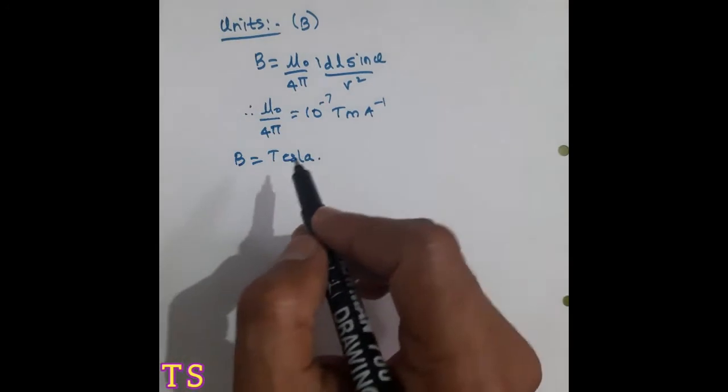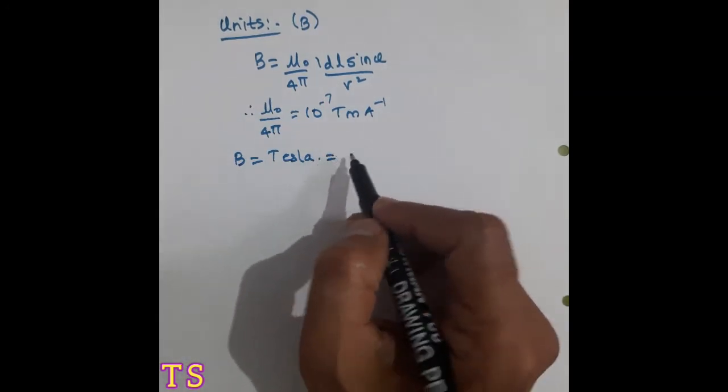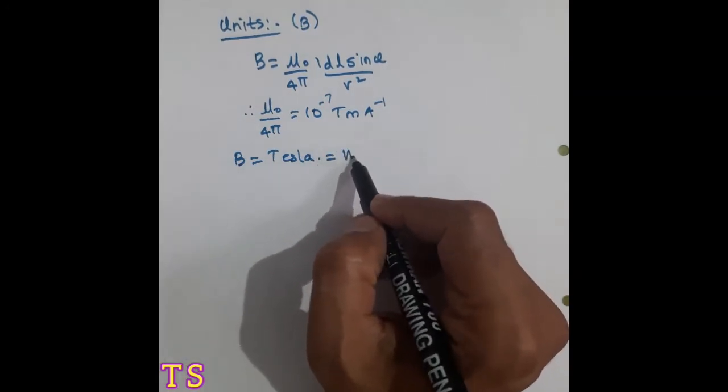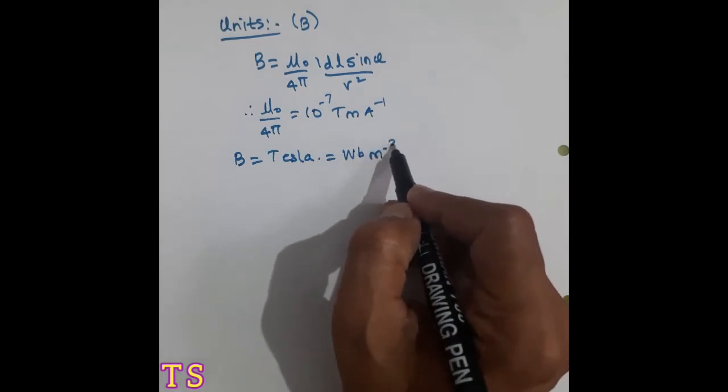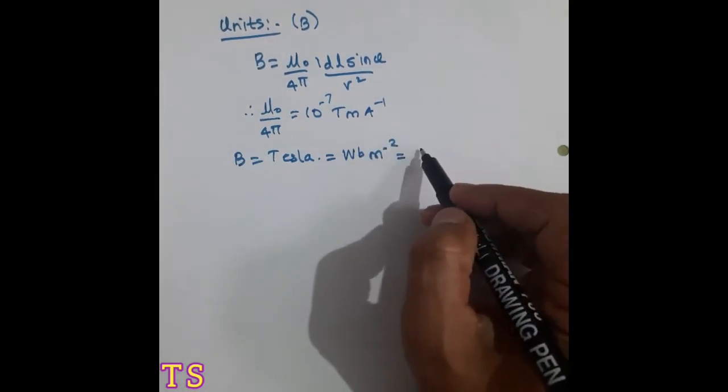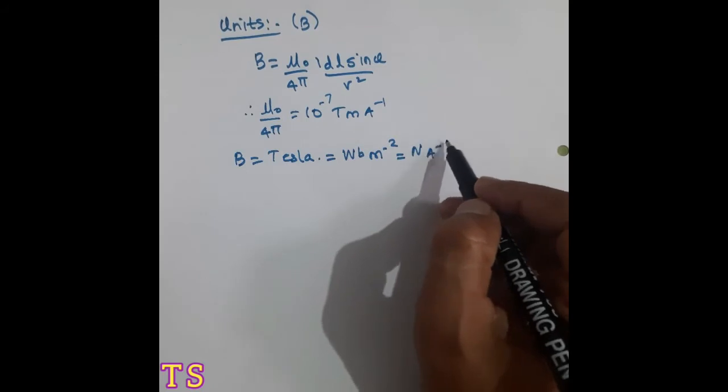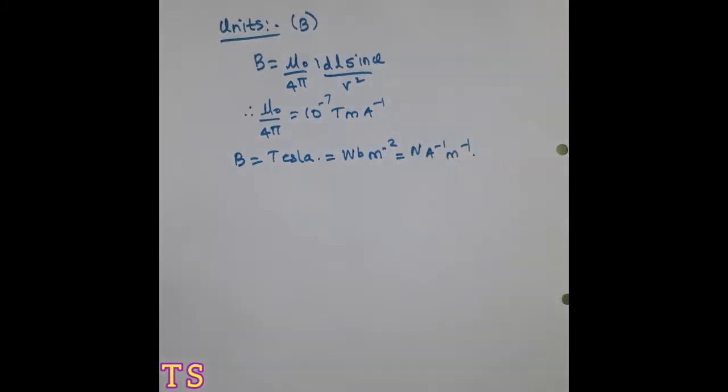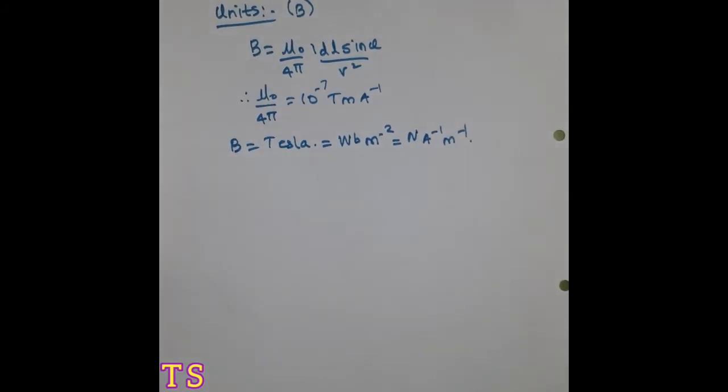which can be written in different forms. This value can be written as Weber per meter square, and I can also get another unit as Newton per ampere per meter. Now how do we get these units?